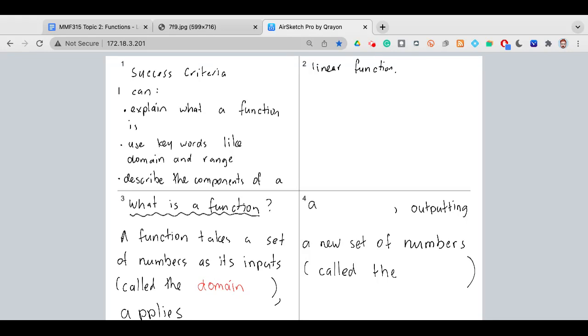It's a non-terminating, non-repeating decimal. Pi is another example of a radical. So all of these things are all real numbers.